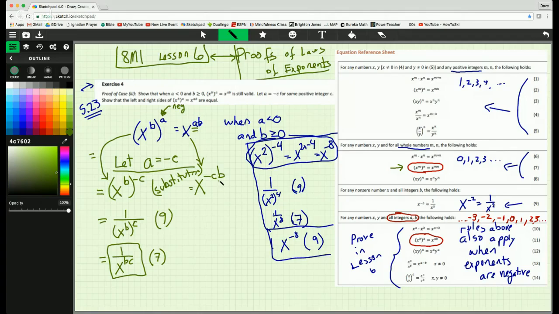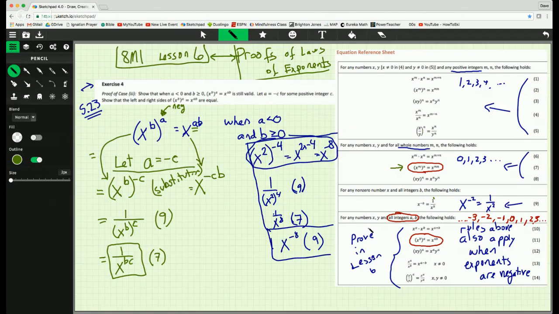Now, if x to the negative CB, what can we do? We can now use this cool trick number 9 again. Let's use trick number 9 and say, well, something to the negative power is just equal to 1 over that thing to the positive power, flipping the sign. That is very cool. This is number 9, and now things are looking really close.